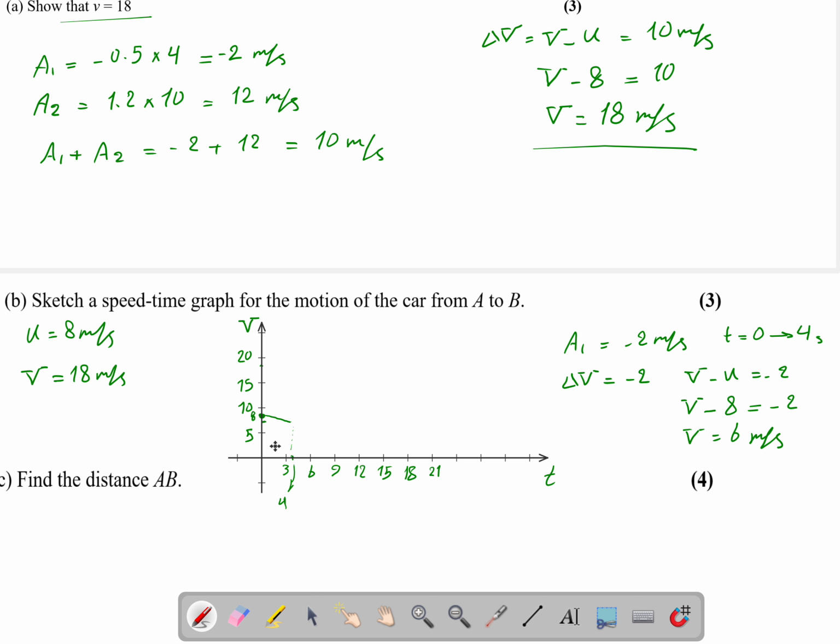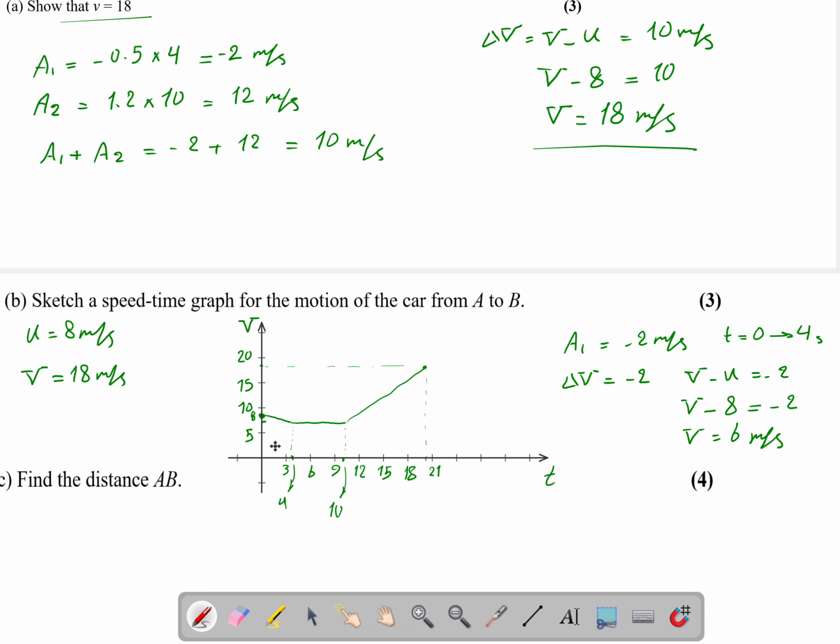So from 4 to 10, let's say this point is 10. From 4 to 10, there is no change in velocity. It is a horizontal line until 10. This point is 10. And after 10 to 20, let's say this point is 20, the velocity will be 18. Here is 18, let's say, this point. Okay, so straight line from this point to this point.